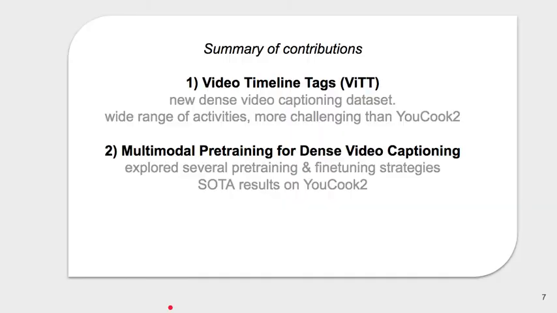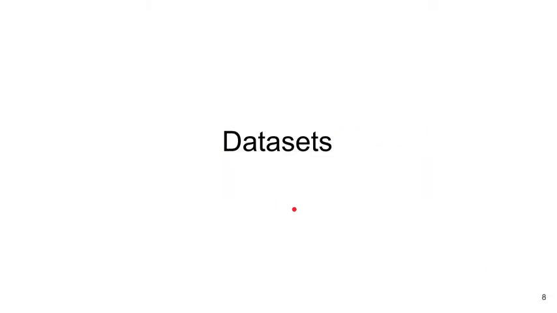The summary of contributions in our paper is as follows. First, we propose video timeline tags, or ViTT, a new dense video captioning dataset. It features a wide range of activities and is more challenging than YouCook2. The second contribution is multimodal pretraining for dense video captioning. So we explore several pre-training and fine-tuning strategies. We get state-of-the-art results on YouCook2, and we get good baseline scores for our new dataset, ViTT.